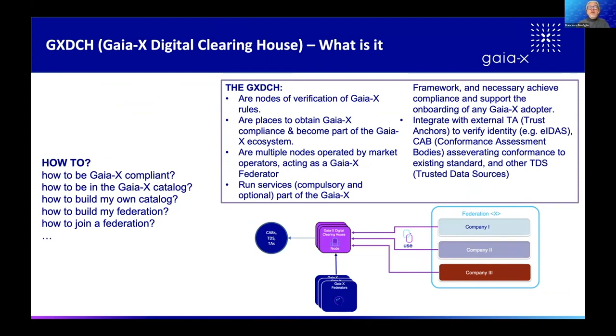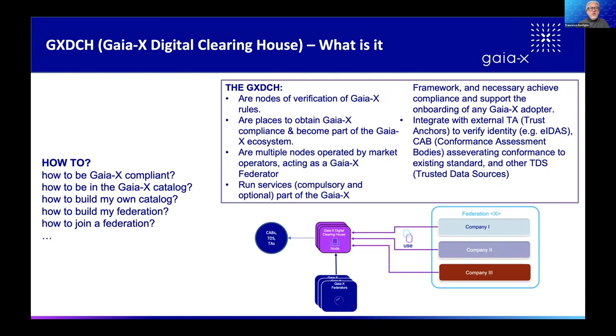And we call them the digital clearinghouses. So basically, given the new value is data, the digital clearinghouses are nothing more than the new generation of clearinghouses where you trust transactions of value. And basically, the digital clearinghouse is where you go to get the clearance of your services, and where you go to create a federation, where you go to join a federation, and on and on and on.